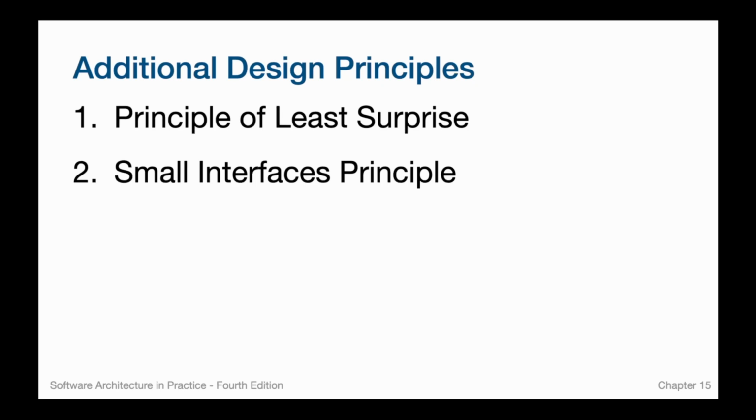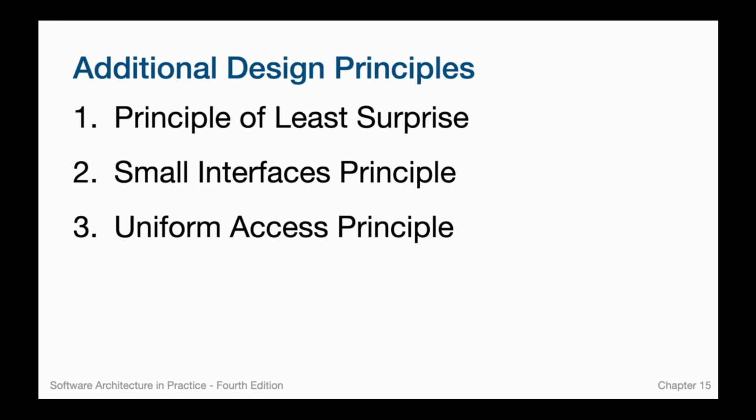We also have the small interfaces principle, and this is where if two elements need to interact, we want them to exchange as little information as possible. Kind of like only know what you have to know. It's a good security policy too. Not having access to more information than you actually need. So small interfaces principle. This is important as we think about our design.